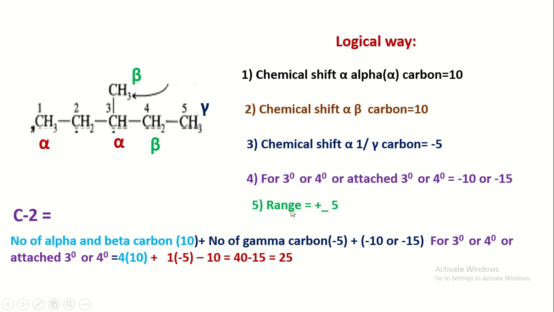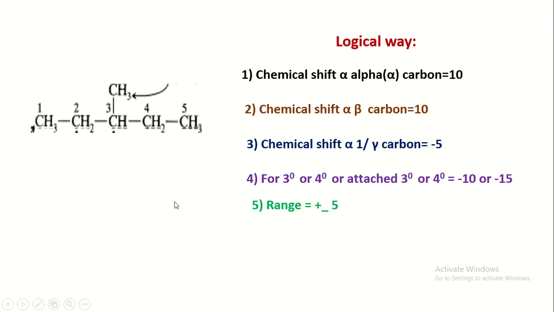There is no tertiary or quaternary, but CH2 is attached to the tertiary carbon. Therefore, subtract 10. Therefore, the calculation is 4 into 10 plus 1 into minus 5 minus 10. That gives 40 minus 15, which gives 25. Therefore, addition of plus 5 minus 5 gives the range 20 to 30. The actual chemical shift is shown as 29.3.